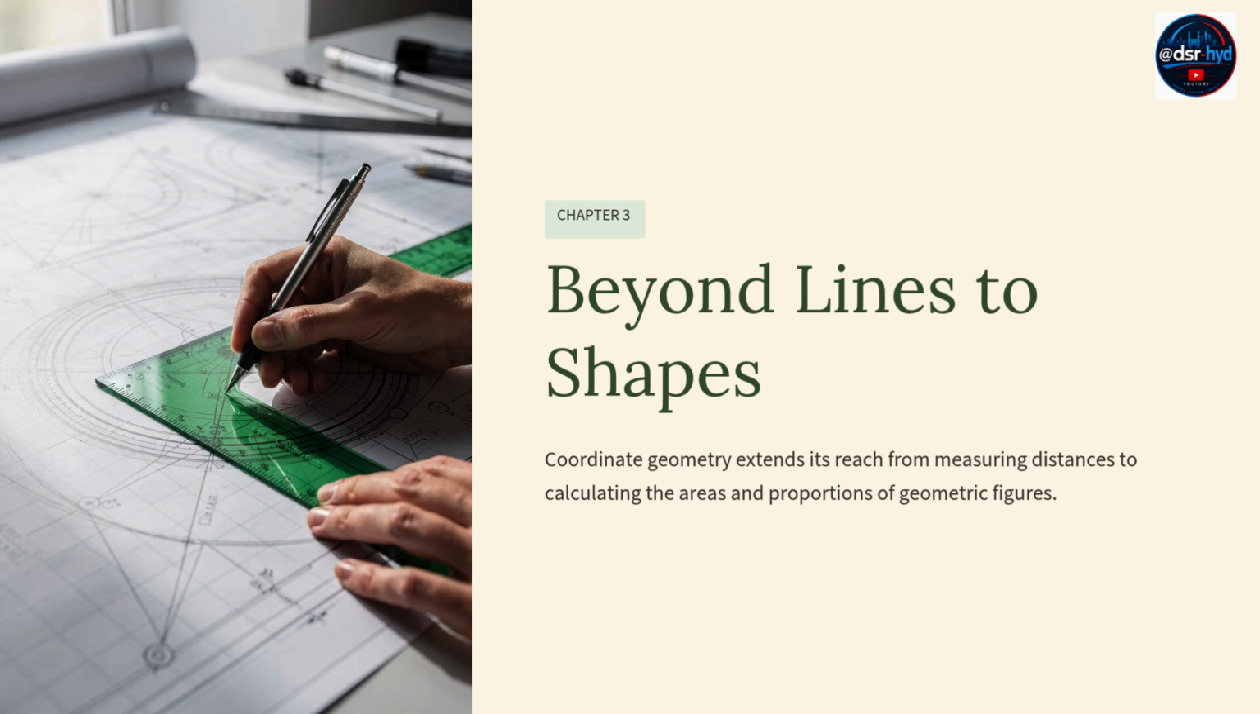Beyond lines to shapes. So far, we have measured distances. Now we move to another important concept, measuring the area enclosed by points. Coordinate geometry allows us to calculate the area of shapes directly from their coordinates.